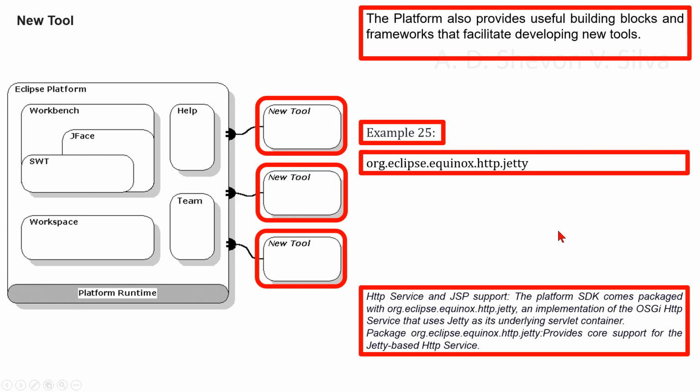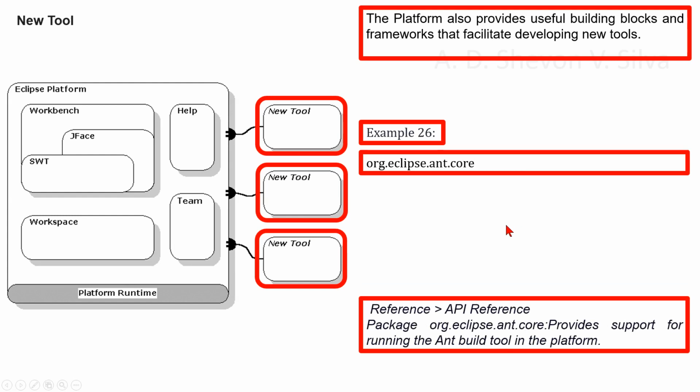Java server pages play a central role in many Java server environments, allowing the presentation of dynamic content. On-the-fly compilation of JSPs is provided by org.eclipse.equinox.jsp.jasper JSP servlet. Now we are considering API reference. The package org.eclipse.ant.core provides support for running the Ant build tool in the platform.